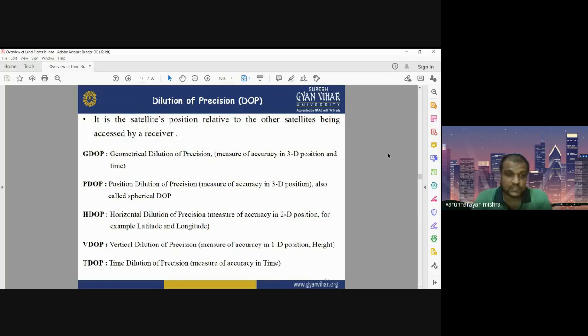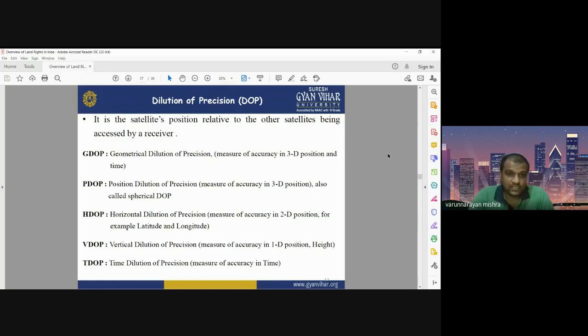Like GDOP provides us the accuracy in three-dimensional mode, that is position and time. PDOP provides us the dilution of precision. Okay, HDOP is the horizontal dilution of precision. It can measure only the accuracy in two-dimensional position. Vertical dilution of precision provides the measurement of the accuracy in 1D position. And TDOP is the time dilution of precision.